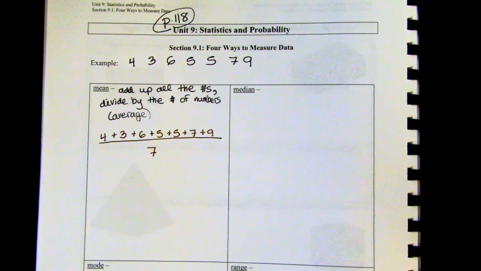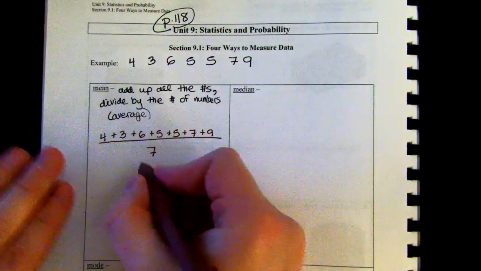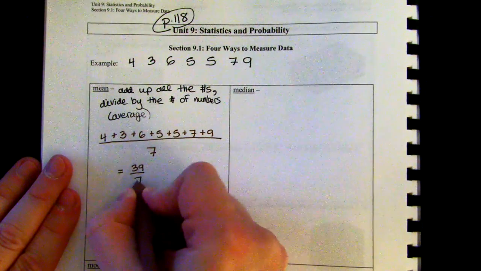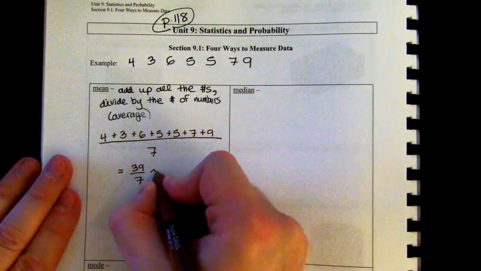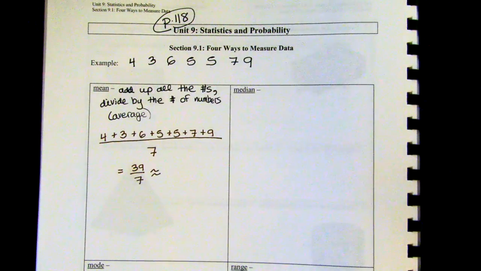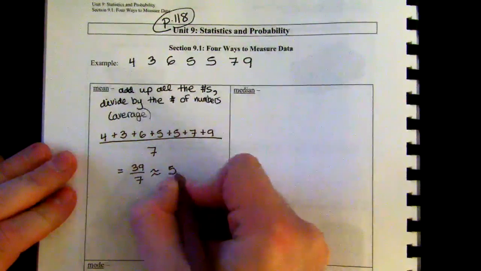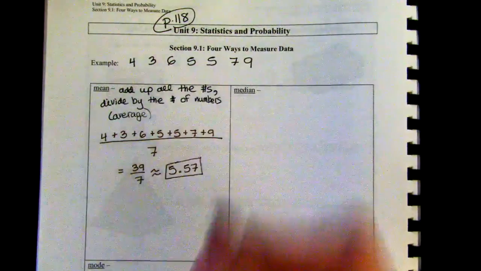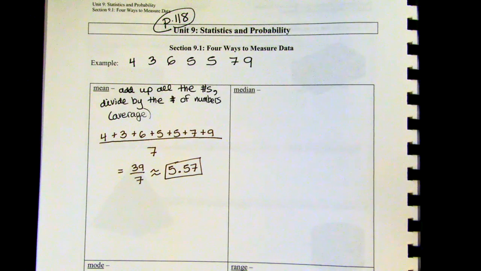Let's see here. I am getting 4 plus 3 plus 6 plus 5 plus 5 plus 7 plus 9. I'm getting 39 divided by 7. We're going to go to the calculator. We're going to divide. We're going to end up having to round the answer. Maybe let's round it to 2 decimal places. And I'm getting about 5.57. The average of my numbers is about 5.57. That is the mean. We add up all the numbers, we divide by the number of numbers.